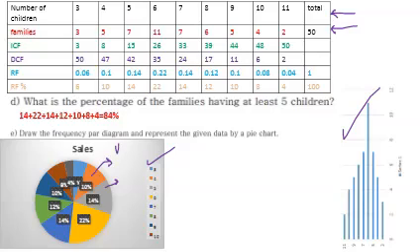So what you do is the degree over 360 equals the frequency over the total. Of course, there is another way to find the degree. If you have the percentage, you just multiply the percentage by 3.6 to get the degree. So this is a trick. You can do it, of course.